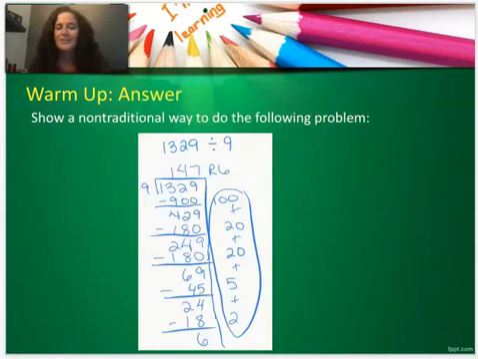All right, how'd you do? Here's how I did it. I did partial quotients. I did not show my check with multiplication. How you would do the check is you would do 9 times 147 plus 6, and that should give you 1,329. Hope you're liking that new division strategy.